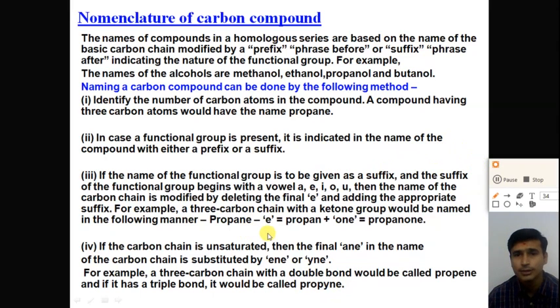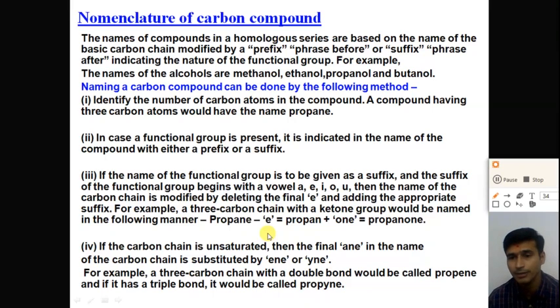Understand, dear student? If there is a single bond between the carbon atoms, the names are methane, ethane, propane, butane, pentane and hexane. One carbon atom methane, two carbon atoms ethane, three carbon atoms propane, four carbon atoms butane, five carbon atoms pentane, six carbon atoms hexane. But if there is a double bond, in a single carbon atom it is not possible, so we start from the two carbon atoms.